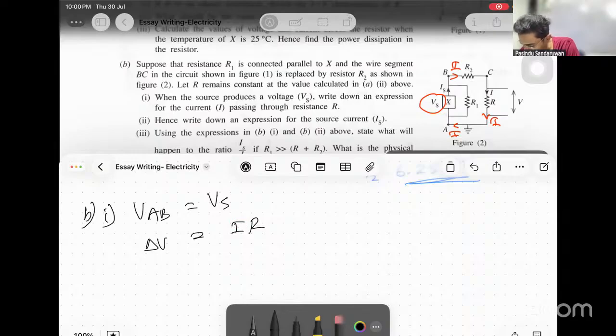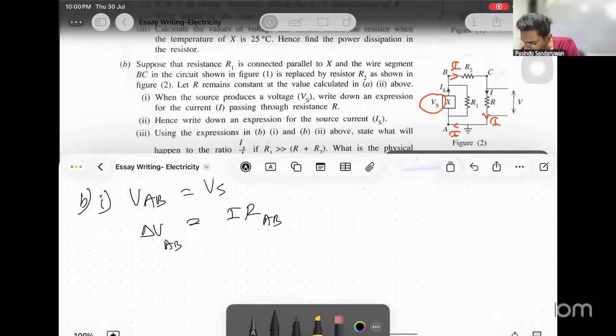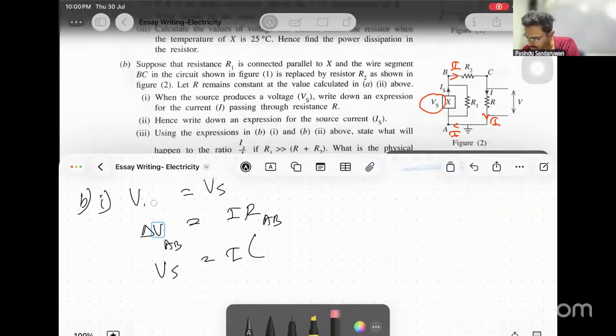For the branch AB, then R AB. Delta VAB is Vs. I need I. The total potential from A to B is... right, that is actually BA. Current flows in the opposite direction, no? Then these two should be BA. Current flows in the opposite direction. Right, then BA, and BA.